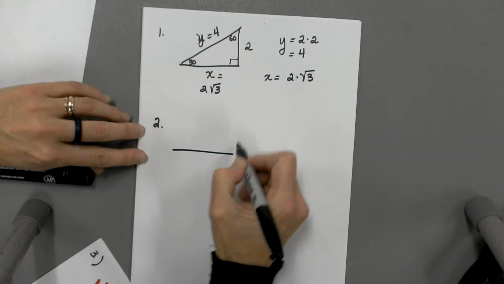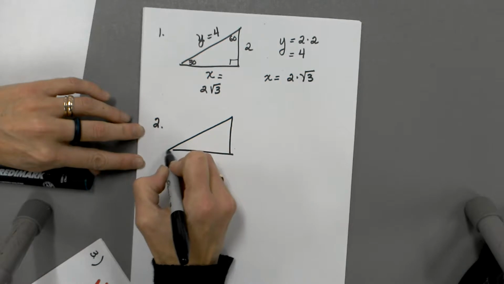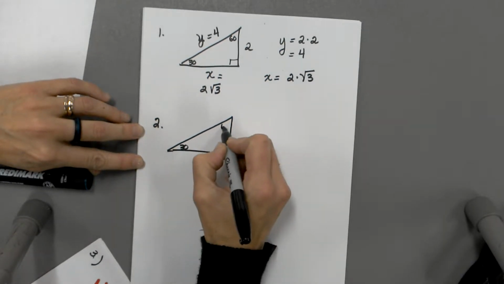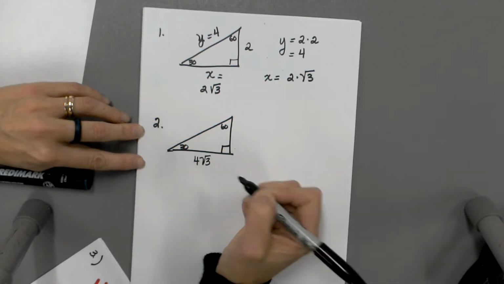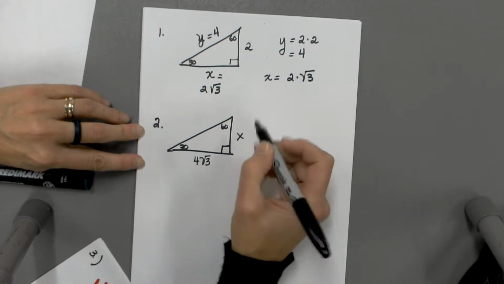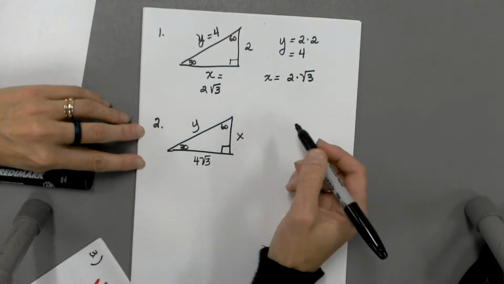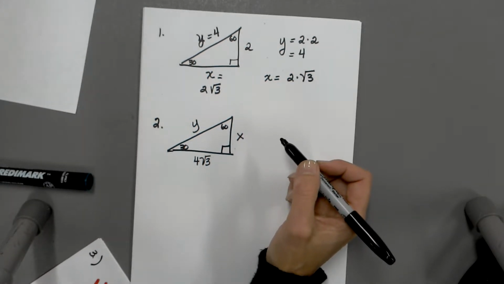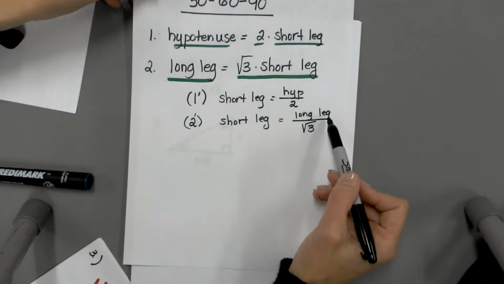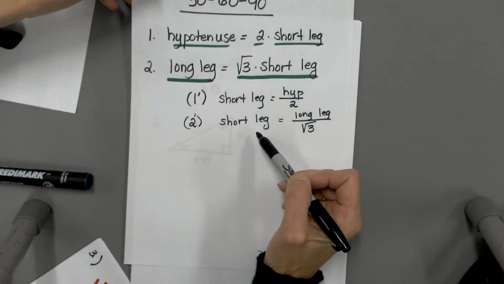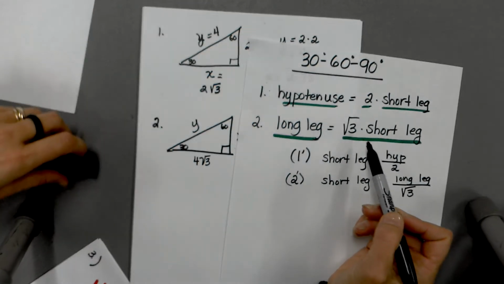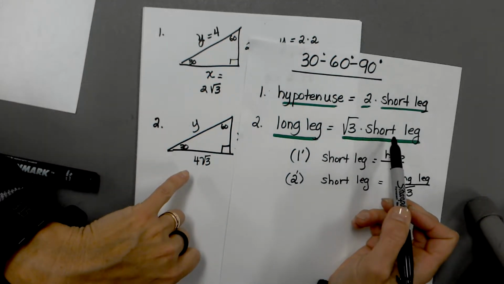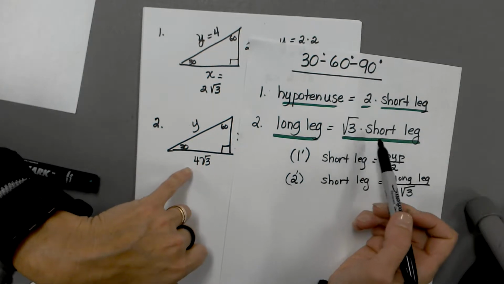Sometimes, though, you're going to be given the longer leg. So let's again keep this 30, 60, 90 for this one. Let's say we were told that the long leg is equal to 4 times the square root of 3, and we need to find the short leg and the hypotenuse. Going back to our rules, this time we know the long leg, so all we have to do is divide the long leg by the square root of 3, and that would give us the short leg. Or if you just look at this relationship, if the long leg is the square root of 3 times the short leg, then the short leg is going to have to be 4.